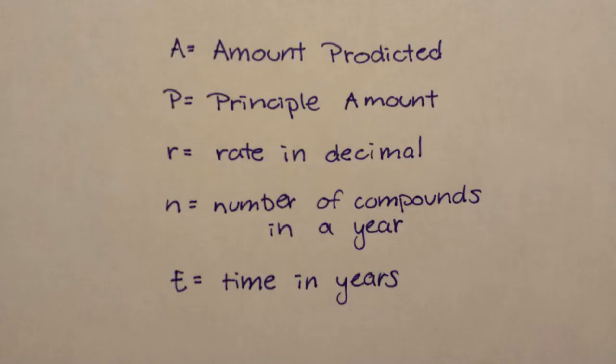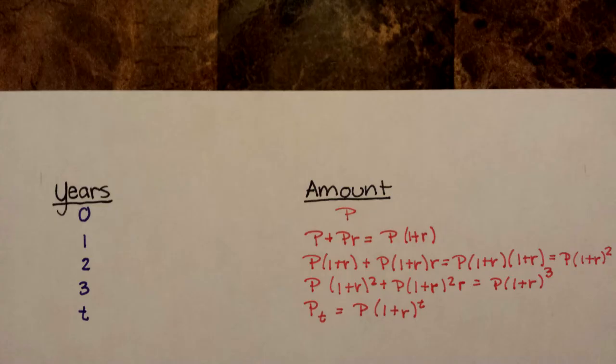What you must know before starting this is that A equals the amount predicted, P is the principal amount, R is the rate in decimal, N equals the number of compoundings in a year, and T equals the time in years. First off, we have years and amount. At 0 years, you have P amount. At 1, you have P plus PR equals P(1 plus R).